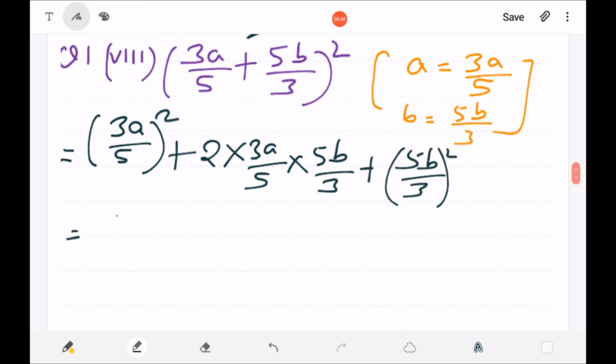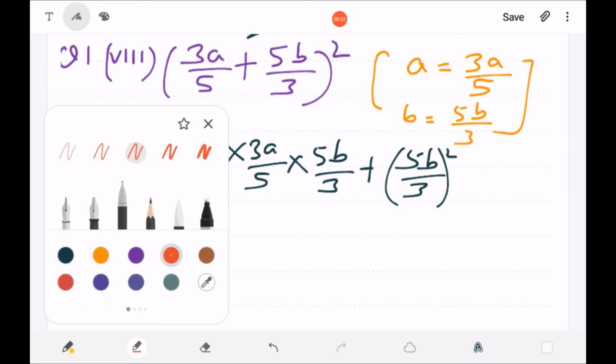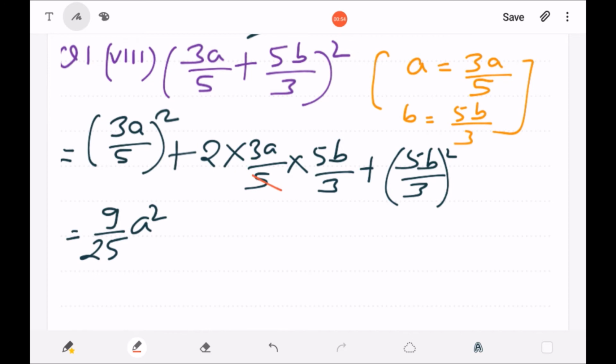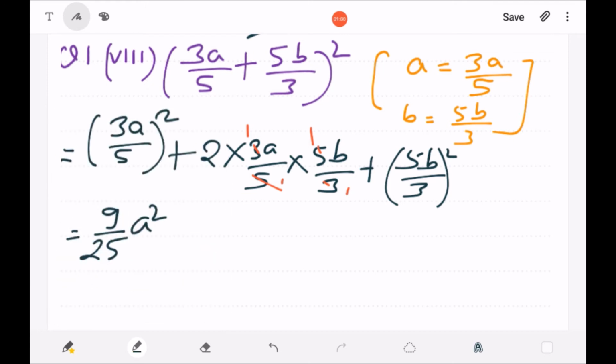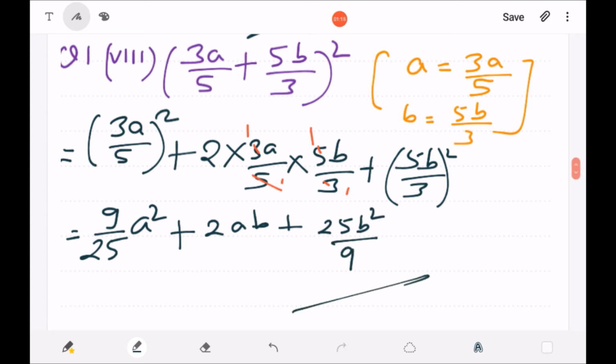So what we will get now here is the numerator of the first term, that is 3a. On squaring we will get 9a square upon denominator 5 square is 25. In the second place, 3 will cancel out from numerator and denominator, and even 5 will cancel out from both the places. So we will be left with 2ab plus the last term, which is 5b square upon 3 square. So it becomes 25b square upon 9.